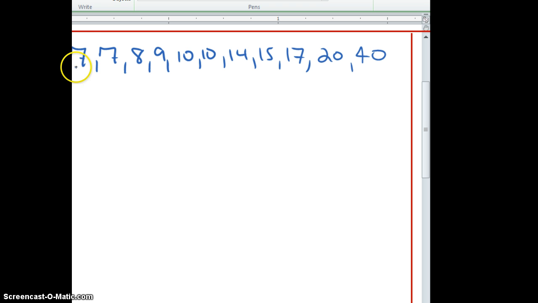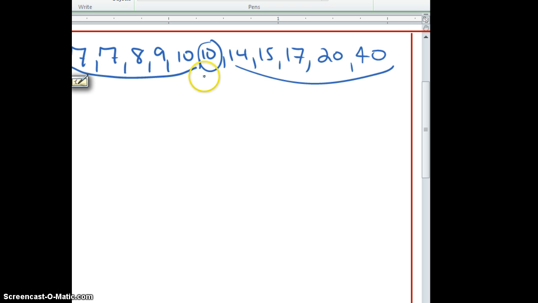So first of all, I'm going to count 1, 2, 3, 4, 5, 6, 7, 8, 9, 10, 11. Since I have an odd number, I'm going to have a true middle. There's going to be 5 values below, so it looks like that's 5. So there's my middle, and I should have 5 values above. If it's an even number, you would average to get the middle.